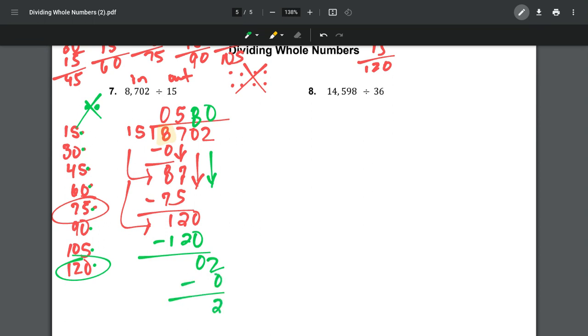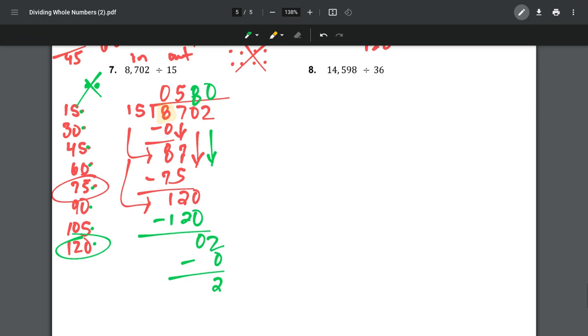I'm going to stop right now and write this as a mixed number because it's easy. So that would be 580. And then 2 is your remainder. It becomes your numerator. And then over 15, the number you're dividing by. I'm going to leave it just like that.